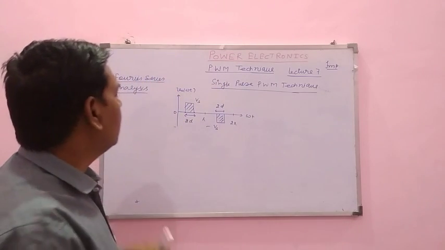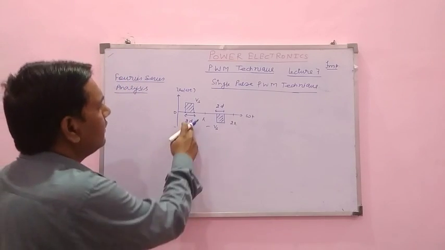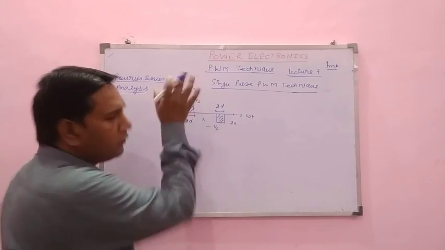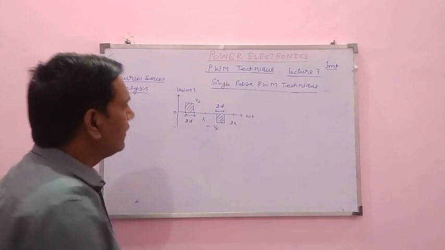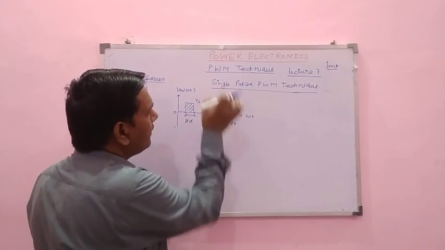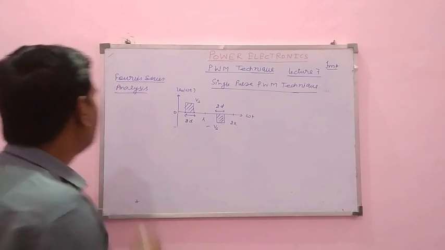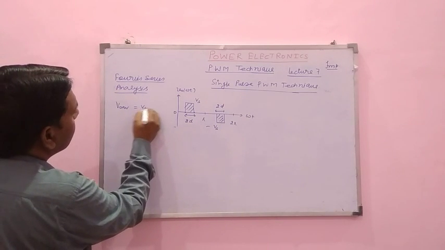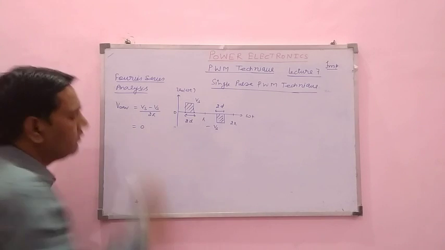So you can see here this waveform is symmetrical about y axis. For which duration we are getting the positive value? During 2d period we are getting plus Vs. For the same period we are getting minus Vs. It means the average value of output voltage is 0. So we can write V naught average is equal to (Vs minus Vs) divided by 2 pi. It is equal to 0.